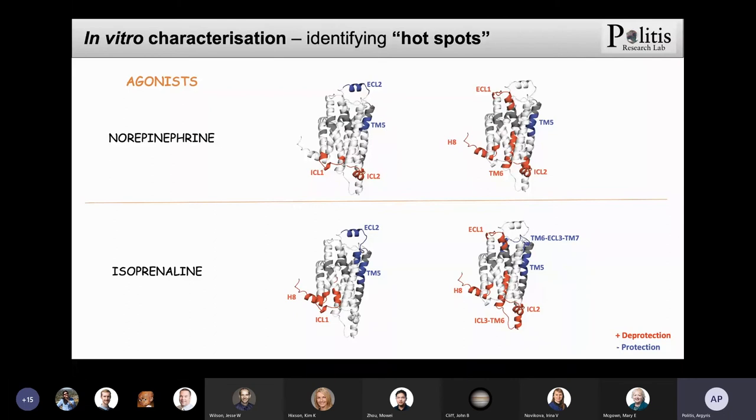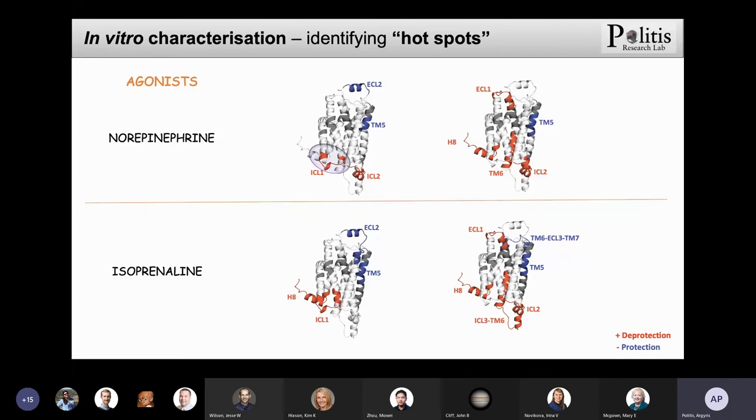We retain the binding of the transmembrane helix 5, as we saw previously with antagonists. In some cases, the ECL2 loop also becomes stabilized, but we also have significant changes in the intracellular part of the receptor, as you see in the red bits. That's consistent with conformational activation of the receptor upon agonist binding, and that gives us a clear signature of an agonist.